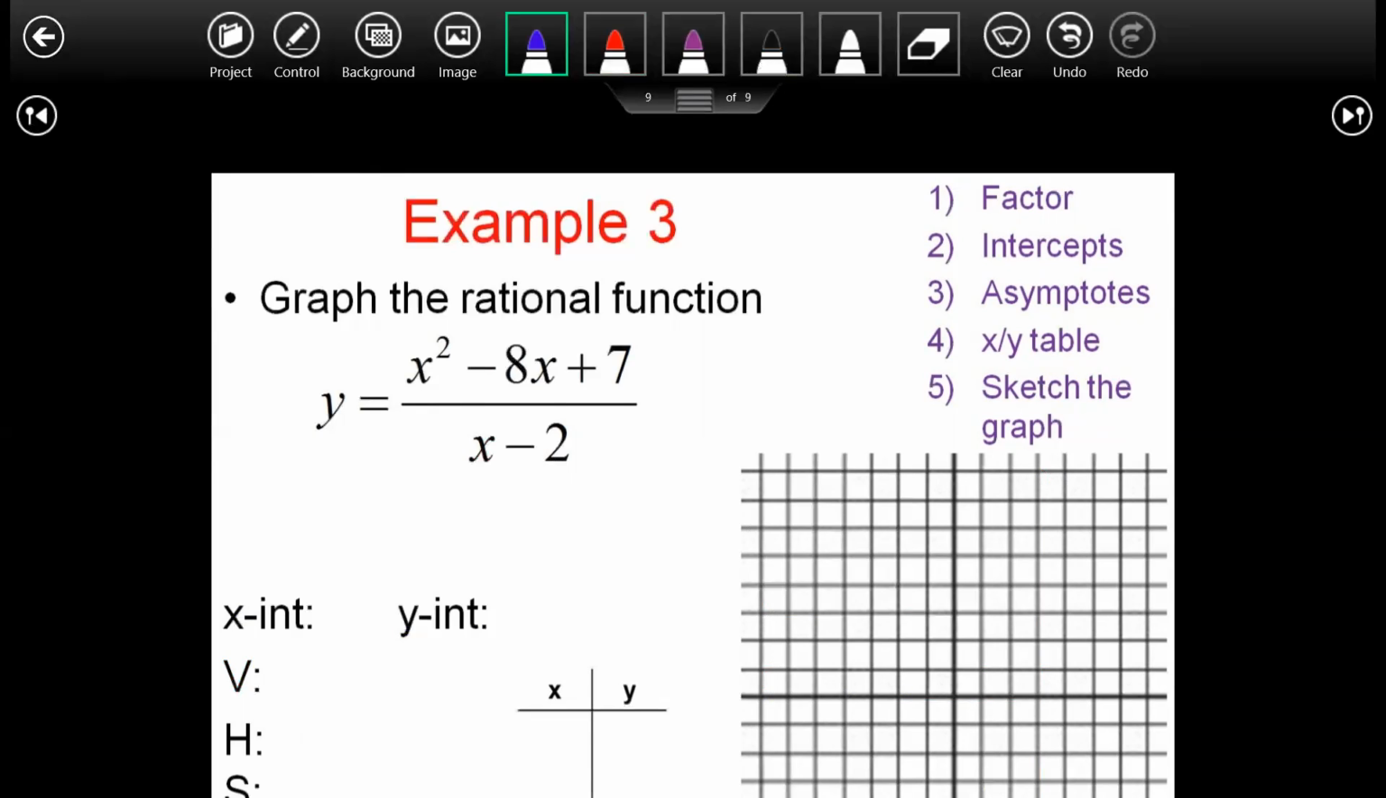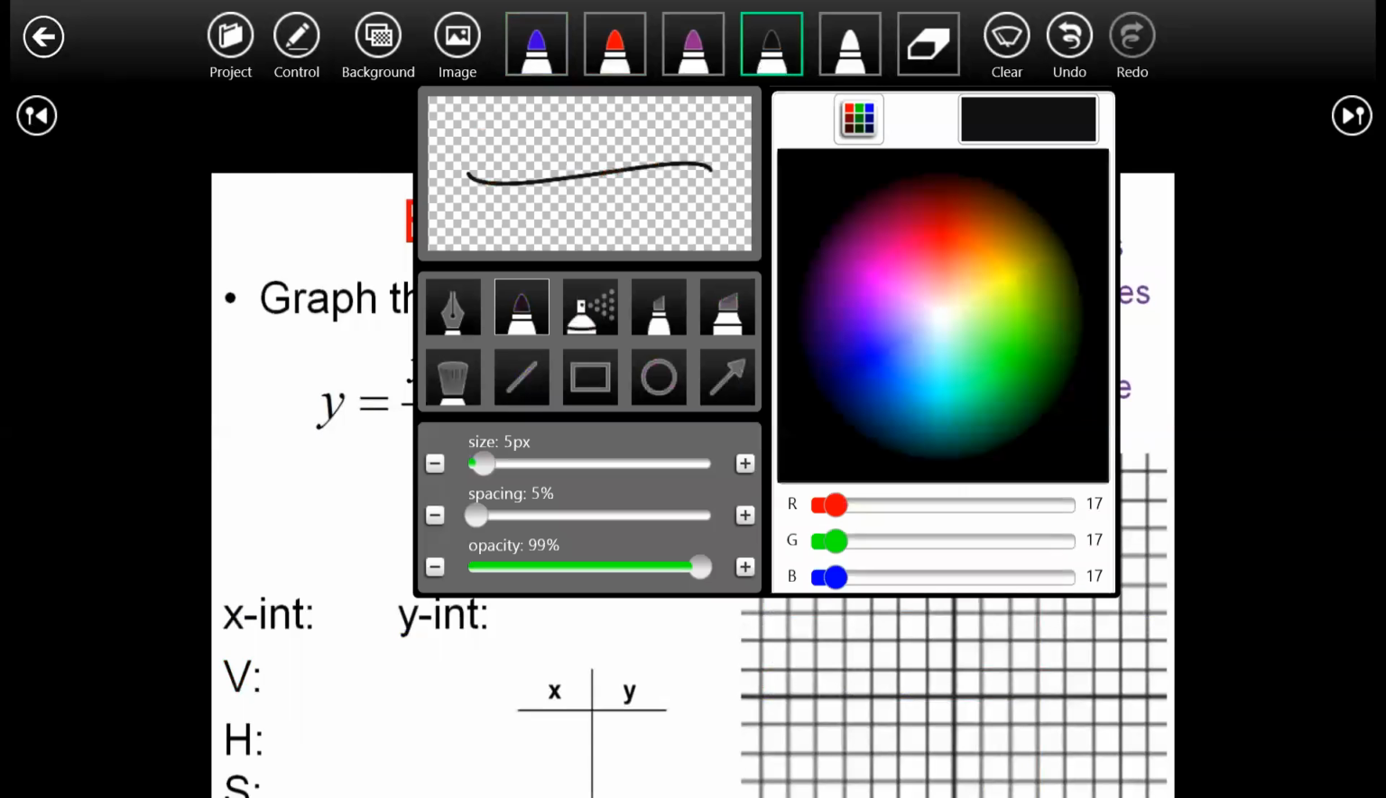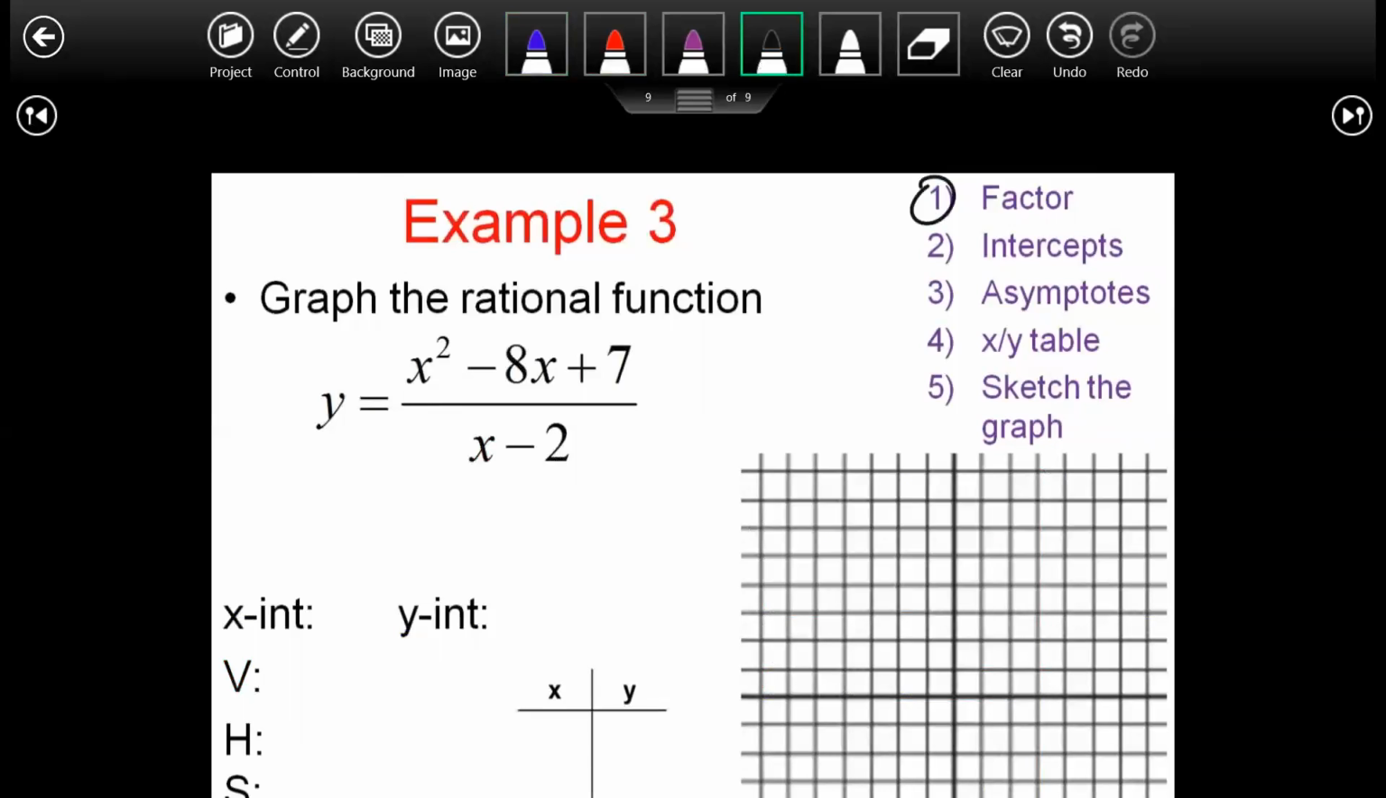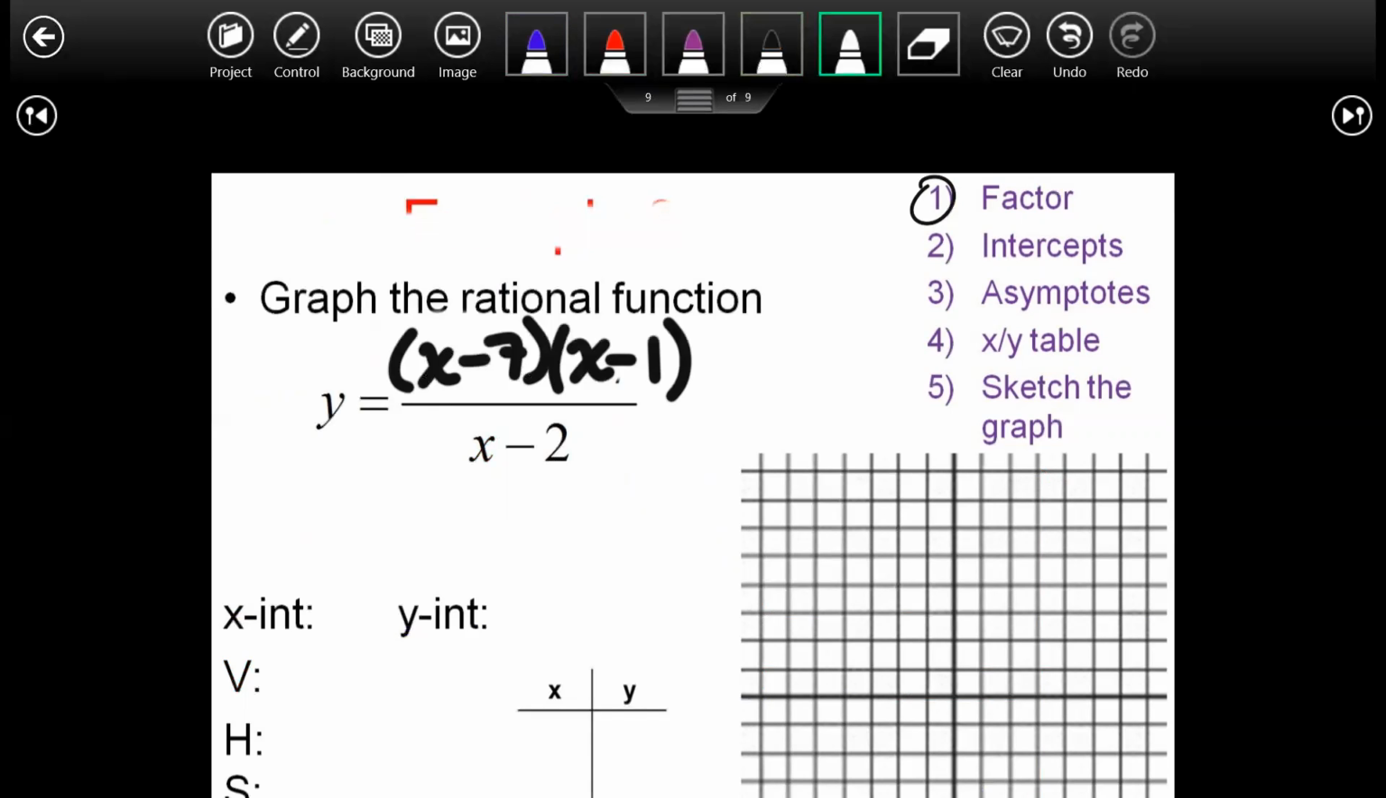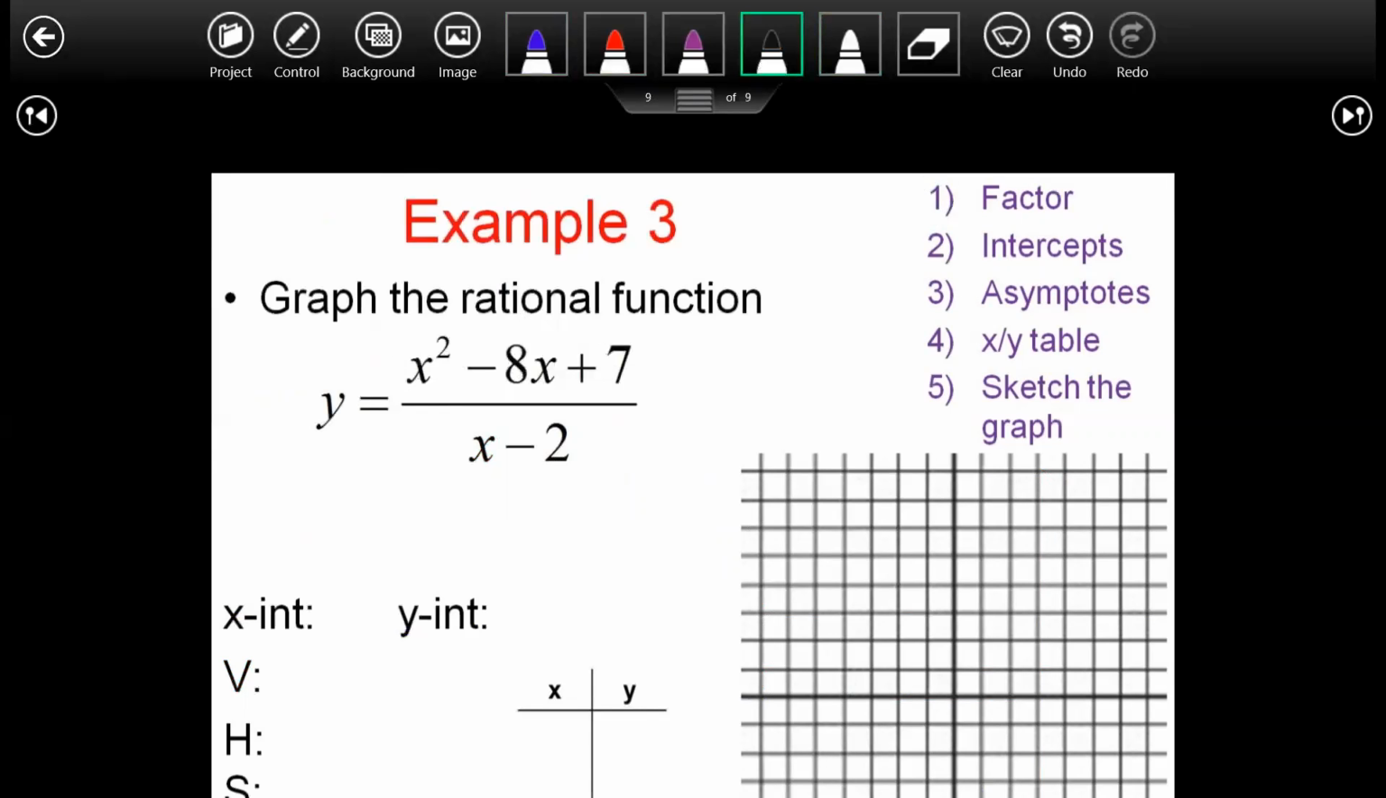Okay, here we go. Now, with this one, can we factor? Let's factor it. We're going to factor the top. What multiplies to 7 and adds up to 8 is going to be? Oh, what was it? It was x squared plus 8x. X squared minus 8x. Here, I'll just do this. Here we go.